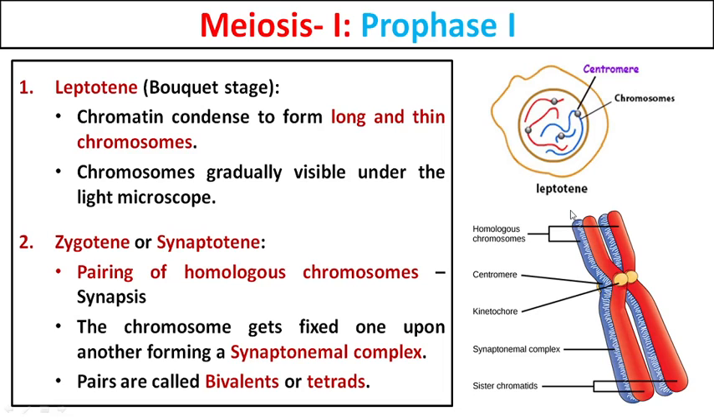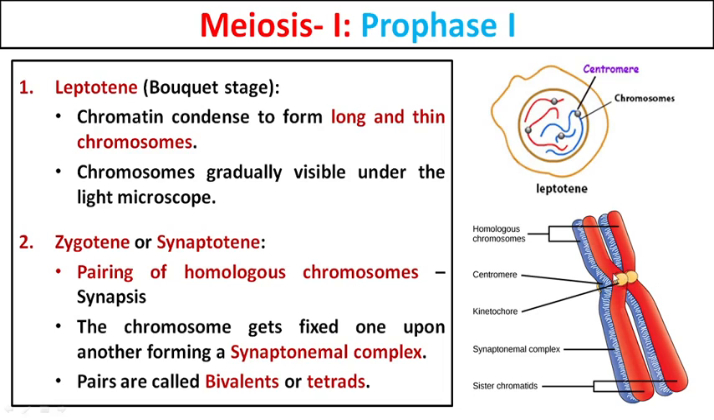The white colored protein that you see is called synaptonemal complex, and synapsis is basically the two chromosomes coming or getting fixed one upon the other. The pair is called bivalent. Because they have these two chromatids, they are called bivalent, or they are also known as tetrads because in total they have 4 chromatids. Clear? So bivalent because you have a homologous pair.